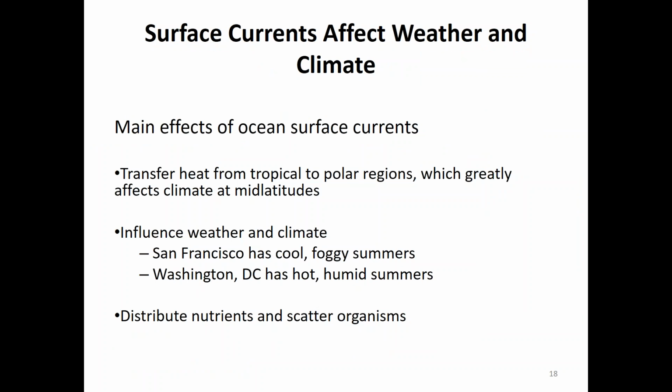And these ocean circuits also distribute nutrients and scatter organisms throughout the ocean. Marine organisms get taken with the currents, drift with the currents, and get carried from one continent to another, distributed throughout the ocean by these surface circuits. Okay?